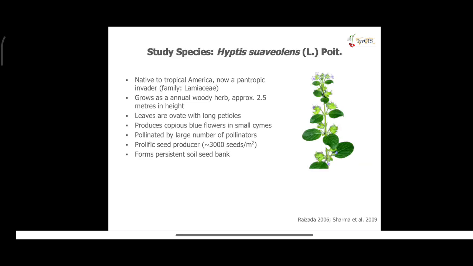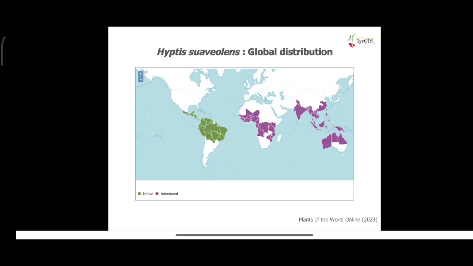Now we will talk about the focal species, Parthenium. It is a native tropical American herb. Leaves are ovate. It produces a large amount of seeds and forms a persistent soil seed bank. As you can see from the global distribution of Parthenium, the countries in purple show the invasive ranges and the countries in green show the native ranges. The major parts of the Indian subcontinent are heavily invaded with Parthenium.